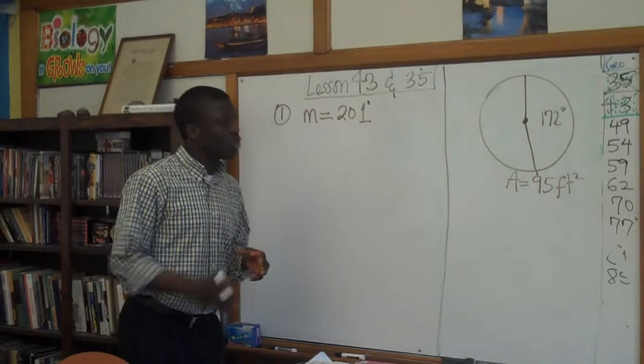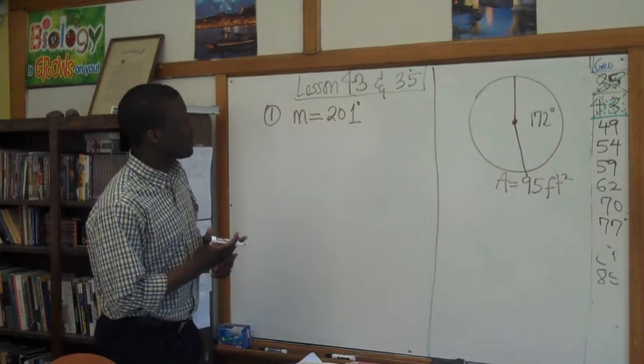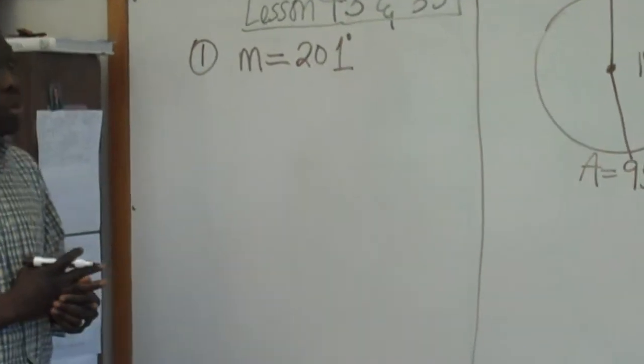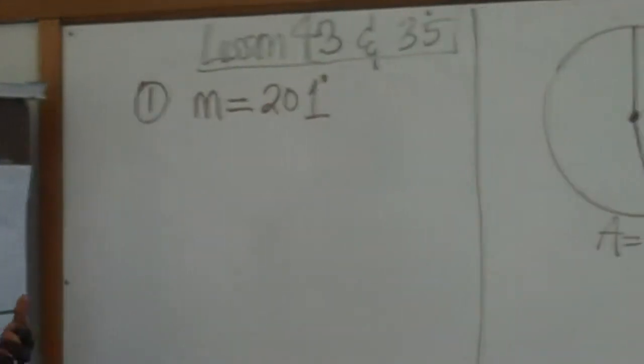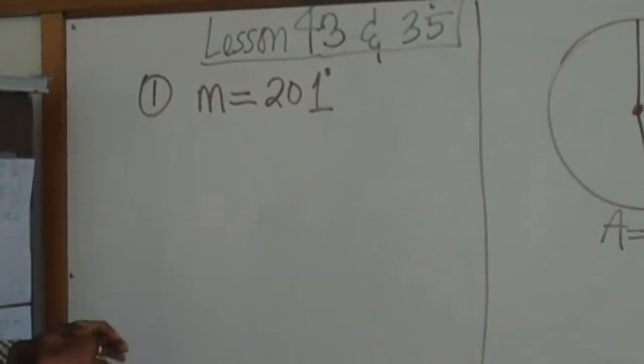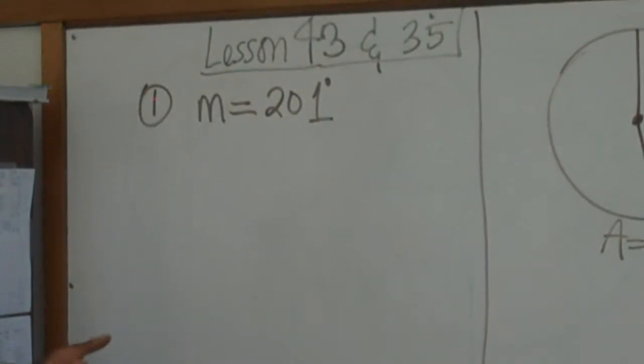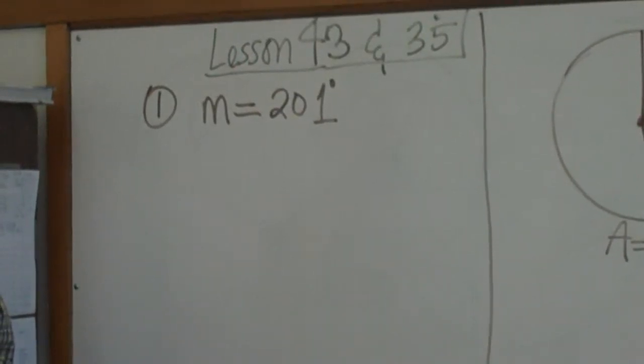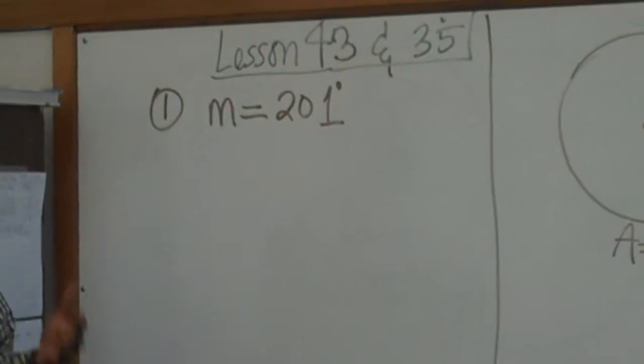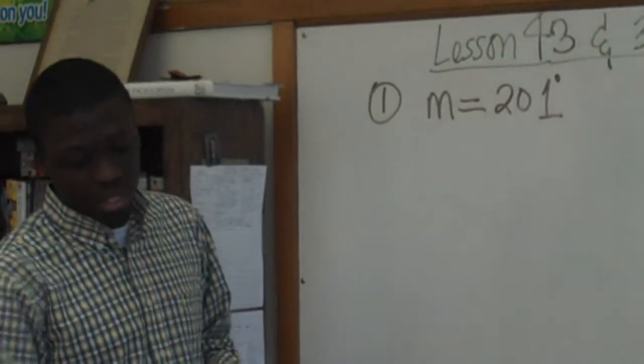This video addresses two chapters in one. Lessons 43 and 35 talk about circles, tangents, chords, secants, and so on. What I want to do is explain how to use the formula for area of a sector, and the length of an arc. Those are two basic concepts that this chapter addresses.